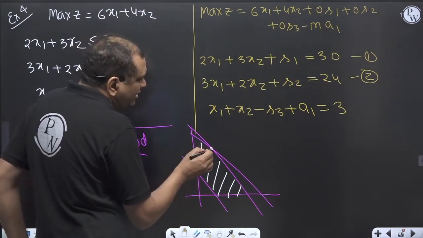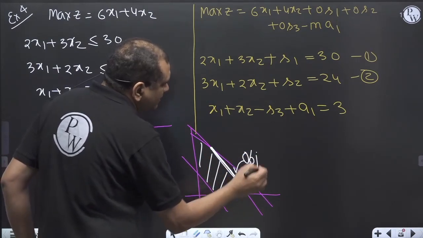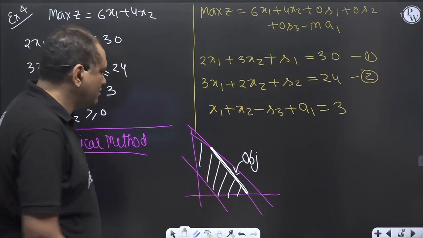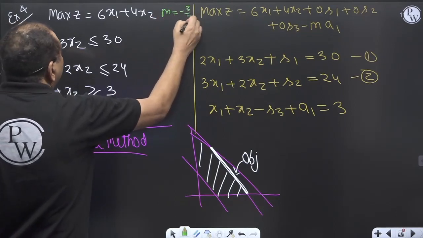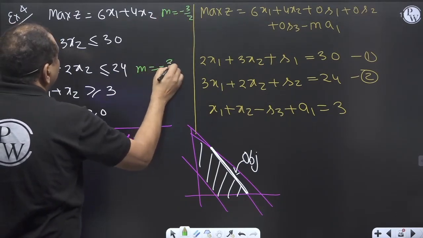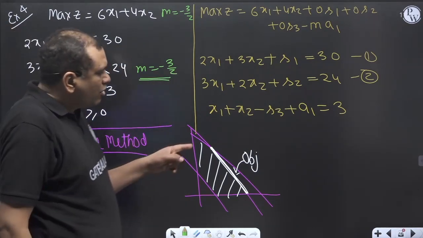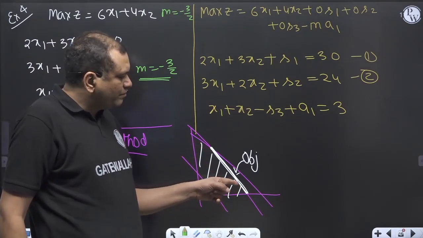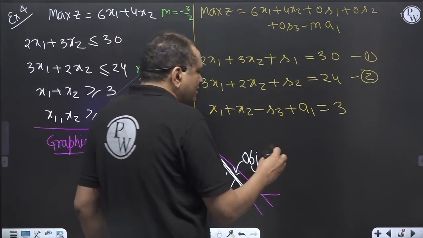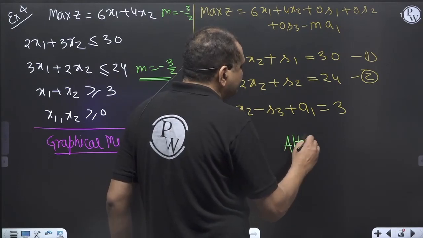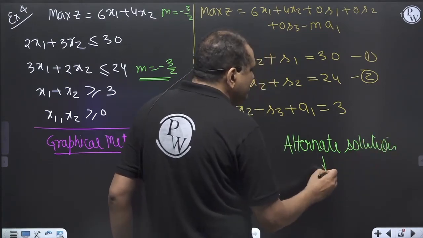So at the farthest point, the objective function line is superimposing over the constraint, because the slope is minus 3 by 2. Here the slope is also minus 3 by 2. The slope is the same. So all the points falling on this line will give me the optimum point. So you can say this problem has an alternate solution, or you can say infinite solutions.